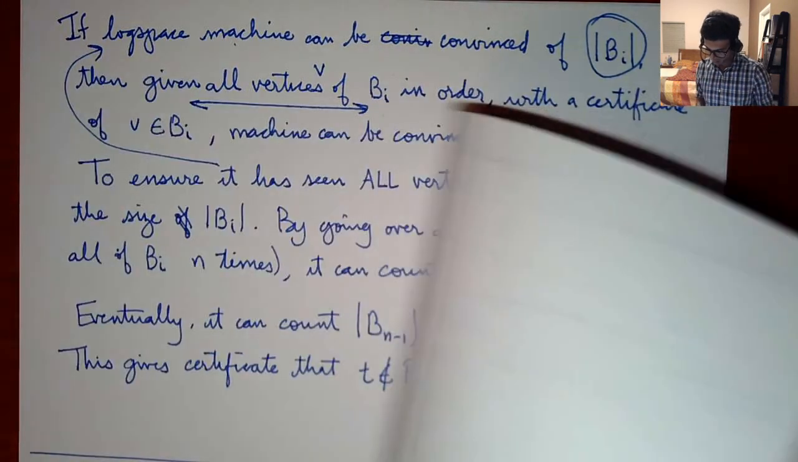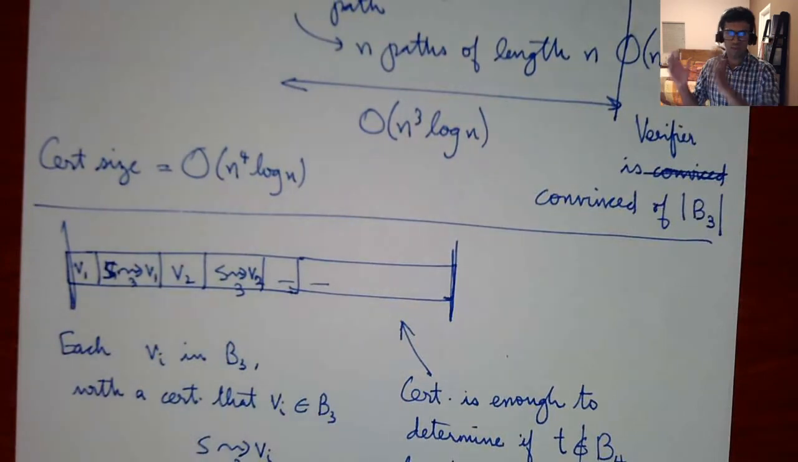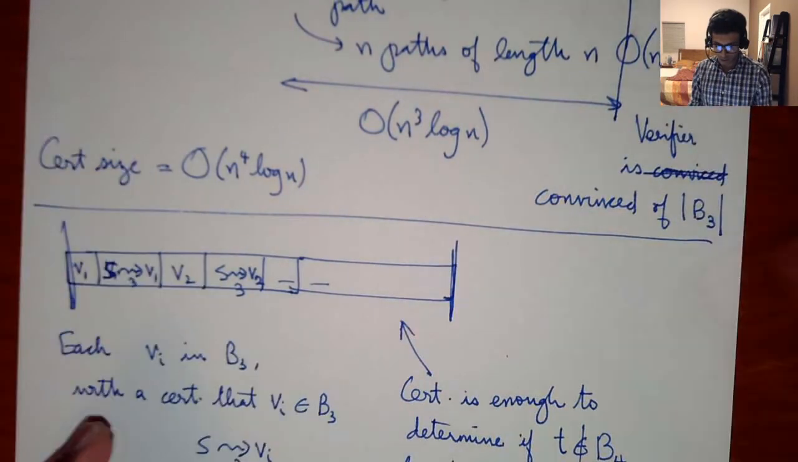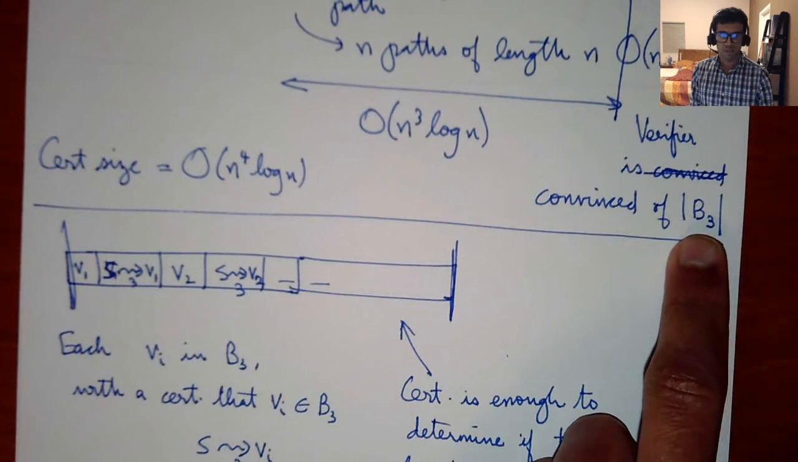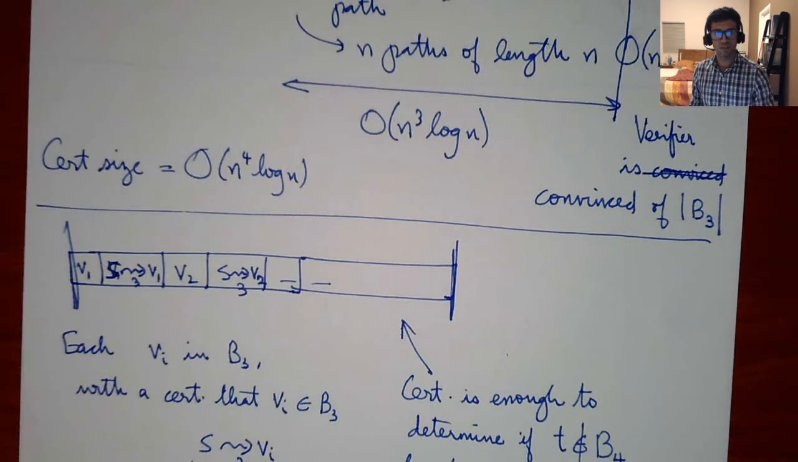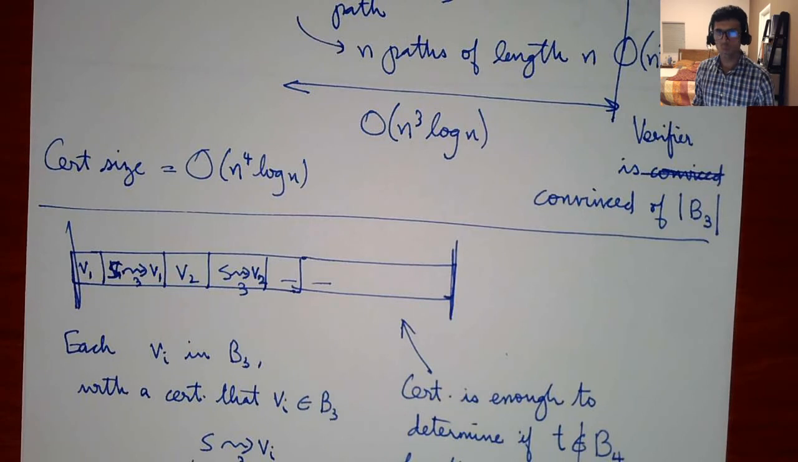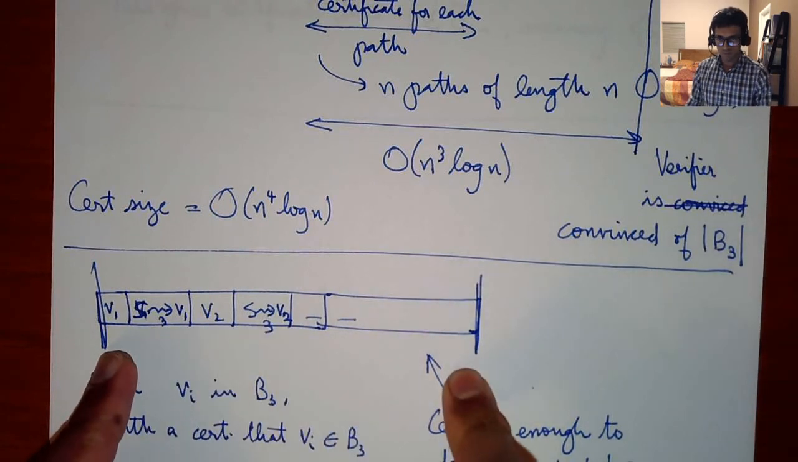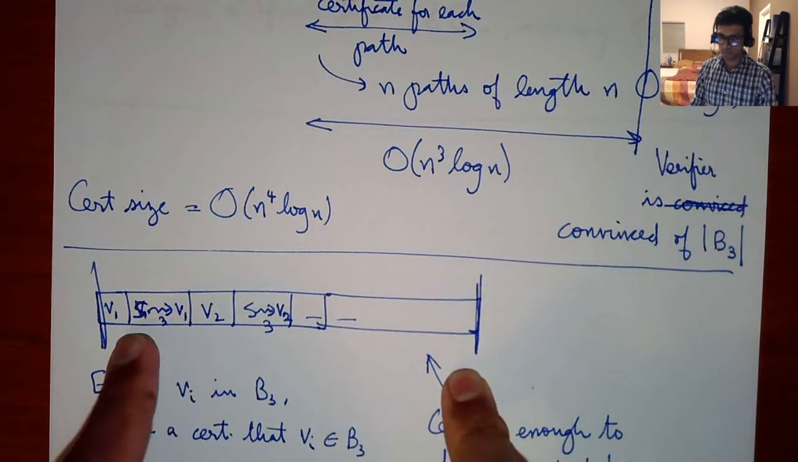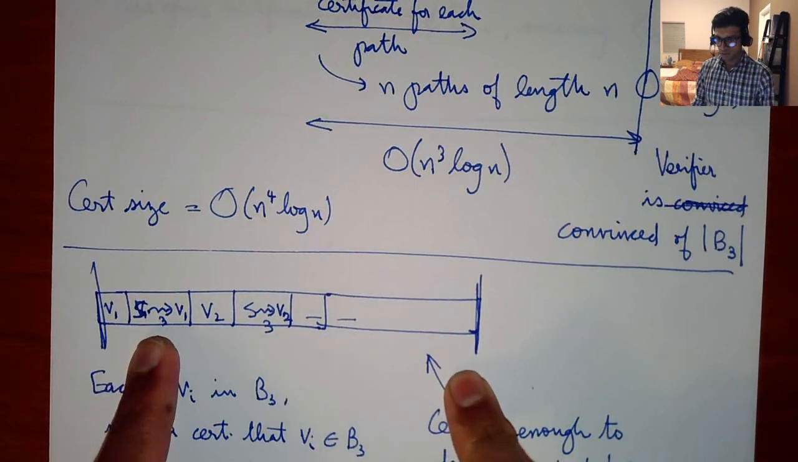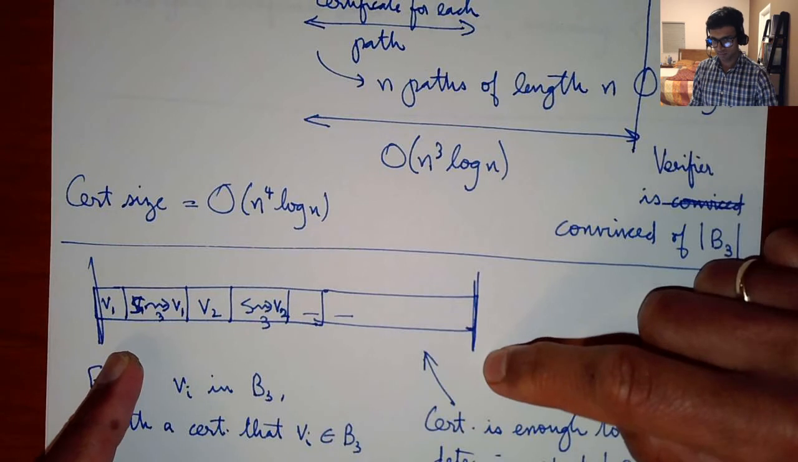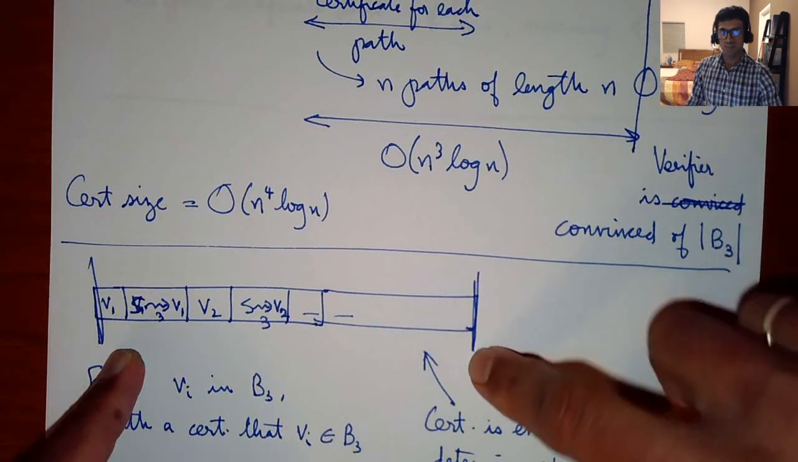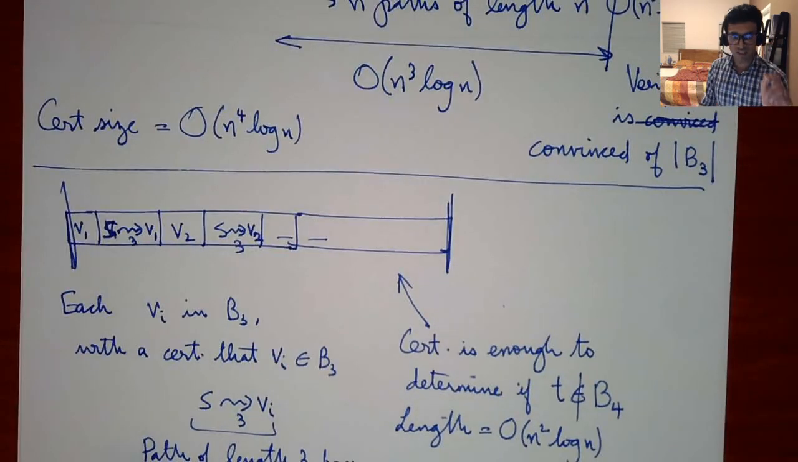Let me draw this out again. Think of it more as a process. At this point the verifier is convinced of B3. What is it going to take for the verifier to be convinced of B4? What it needs to see is all the vertices of B3 in order, with a path for each of those vertices convincing it that it's in B3. This is at most n paths of length n. This is enough to convince it whether a single vertex is in B4 or not.